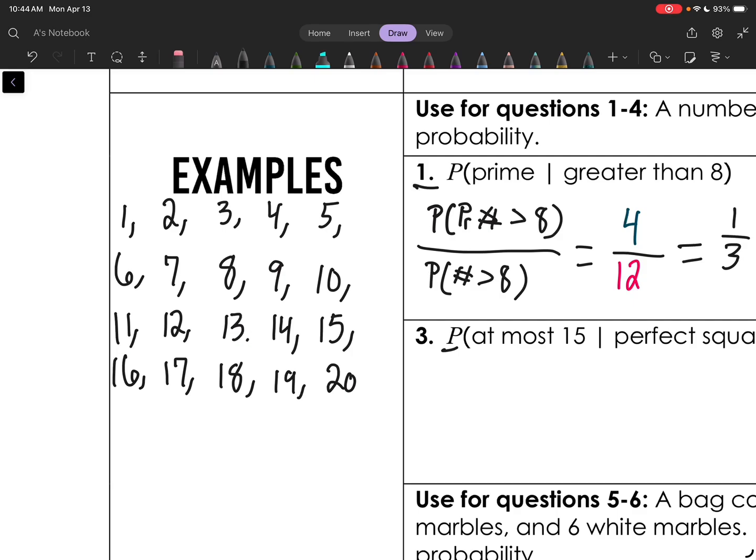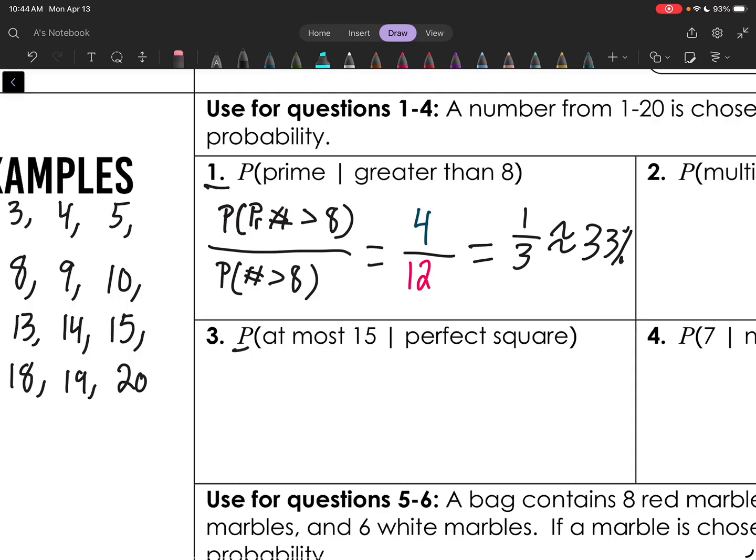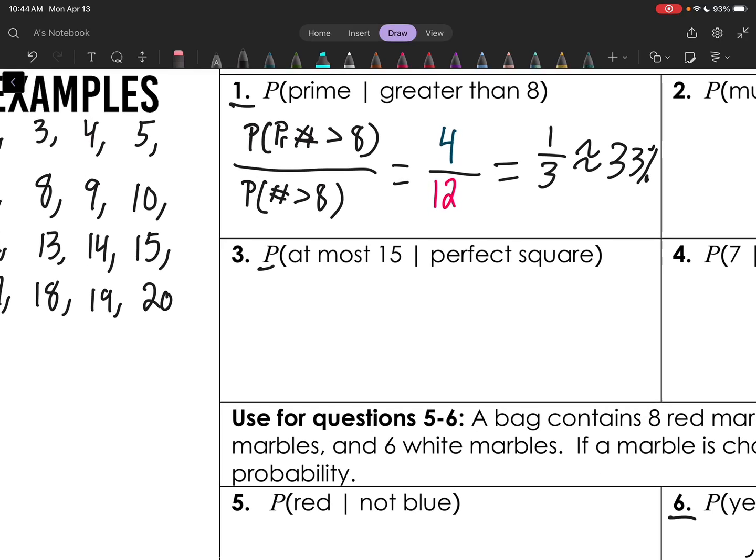Number 2, find the probability of a number at most 15 given it is a perfect square. So the probability of a number at most 15 given it is a perfect square. So squares up to 15 divided by the probability of selecting a perfect square.